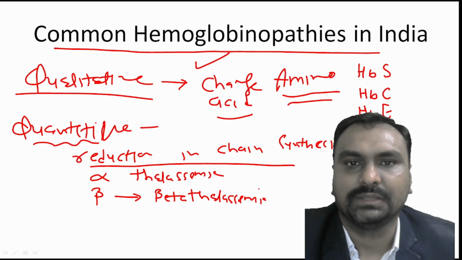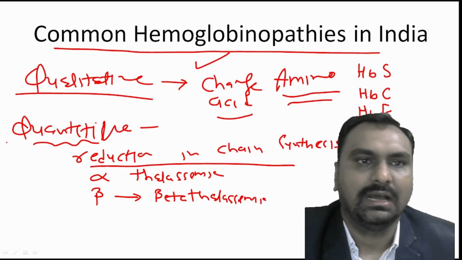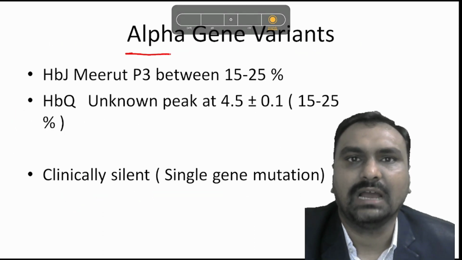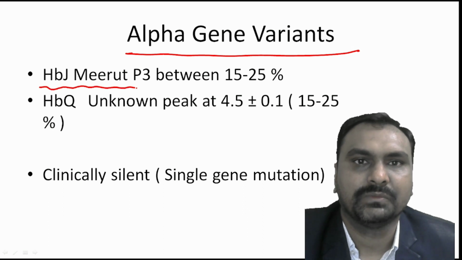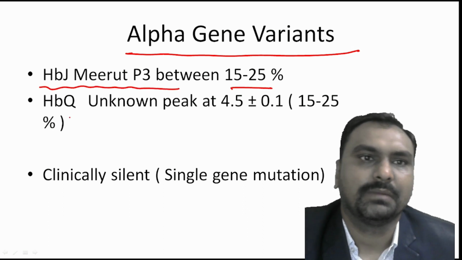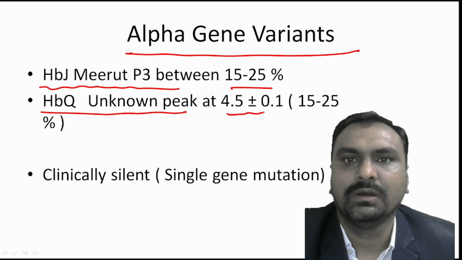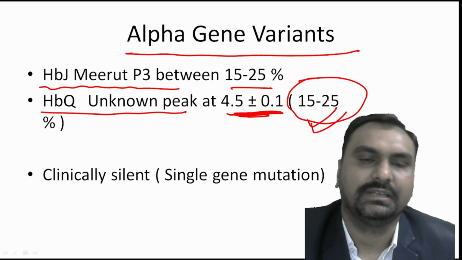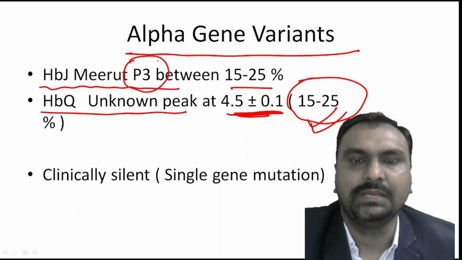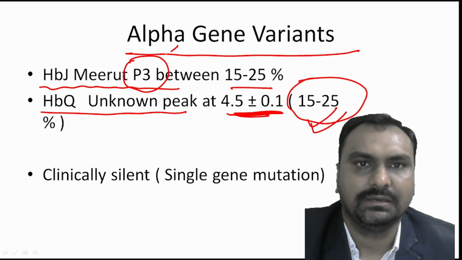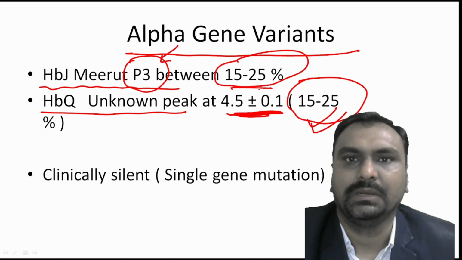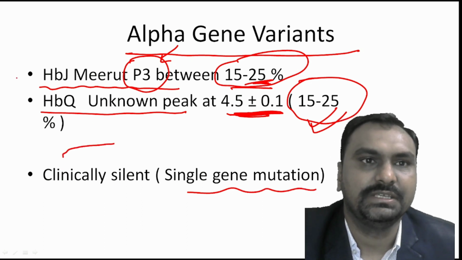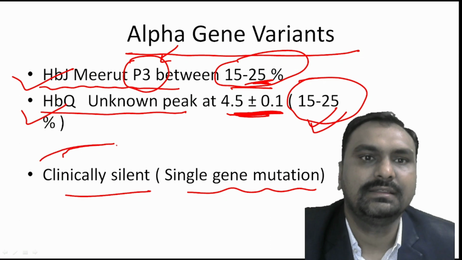The common hemoglobinopathies in India have either an alpha chain variant or a beta chain variant. Which are the alpha gene variants? HbJ Meerut, which is an alpha chain variant, plus HbQ, which has a peak around 4.5 to 4.7, and its percentage will be around 15 to 25%. HbJ Meerut will elute at the P3 region of the HPLC system, and the percentage is around 15 to 25. Because there is a single gene mutation of the alpha chain, HbJ and HbQ are clinically silent.